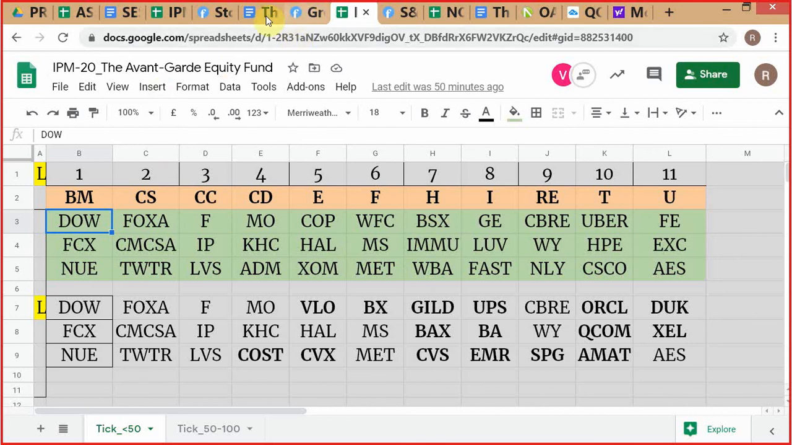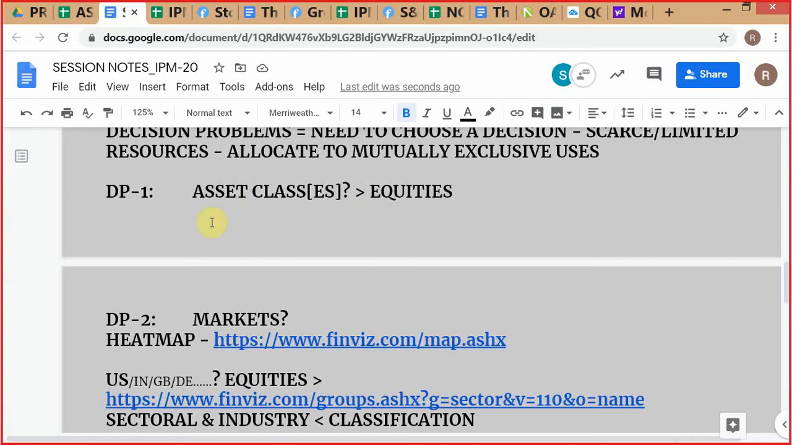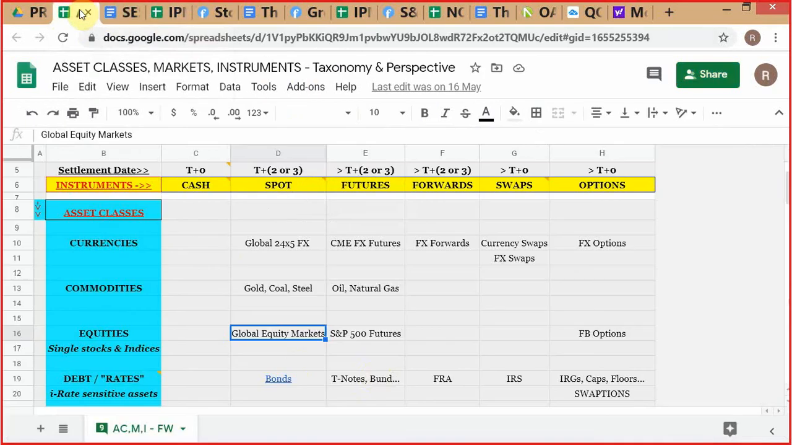All right, but before we come to how I came up with those three markets, I'm asking you, is there any other decision problem that we can think of at the initial stage that we have to choose? Sir, I think which particular asset to choose or how much to invest. Okay, that will also be a decision problem. But let me give you a hint here. Instruments, I think instruments.